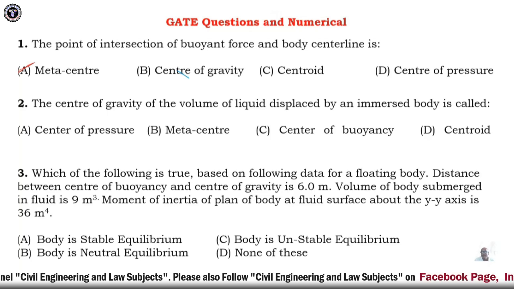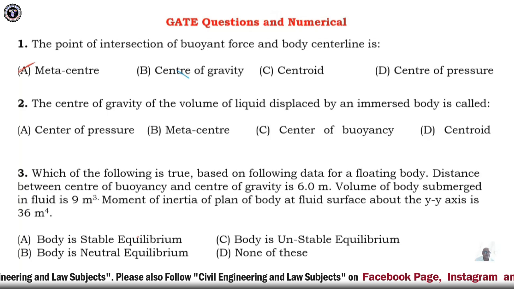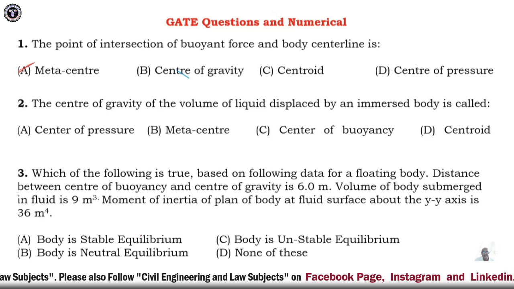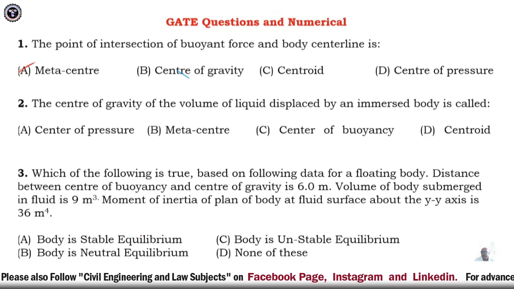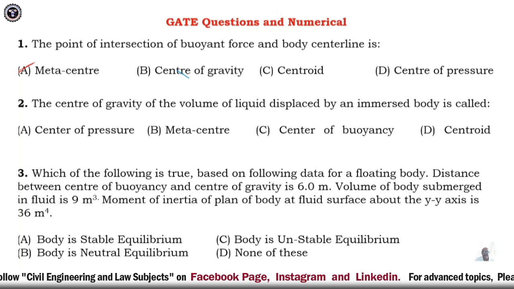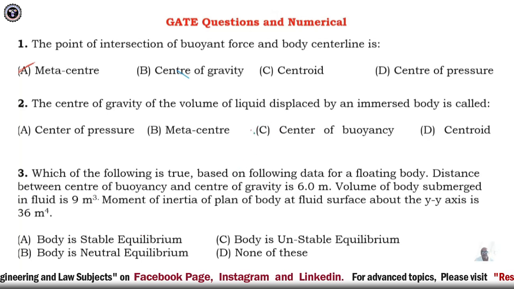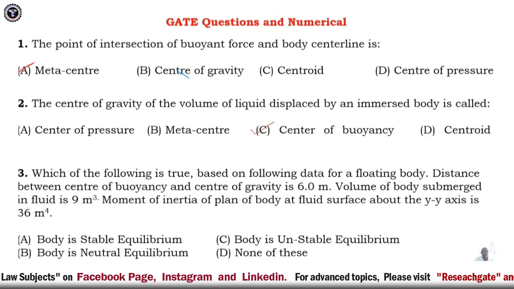The second one: the center of gravity of the volume of liquid displaced by an immersed body is called? Option A is center of pressure, option B is metacenter, option C is center of buoyancy, and option D is centroid. The right answer is center of buoyancy.